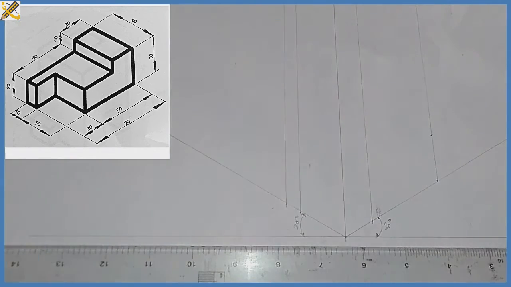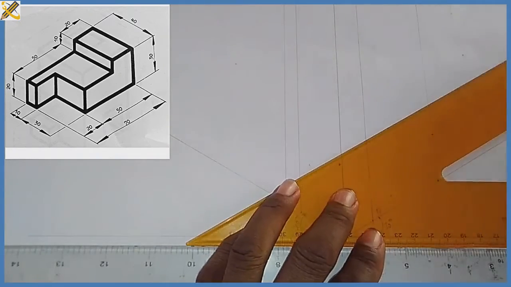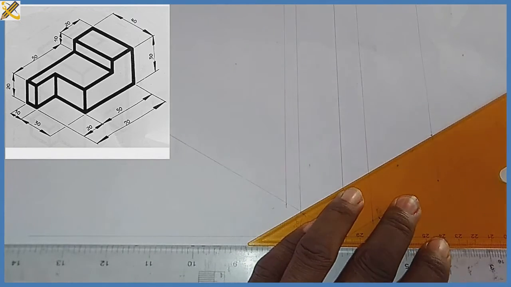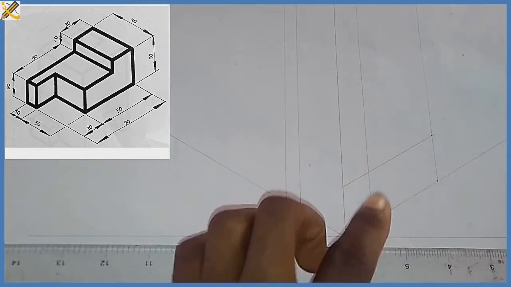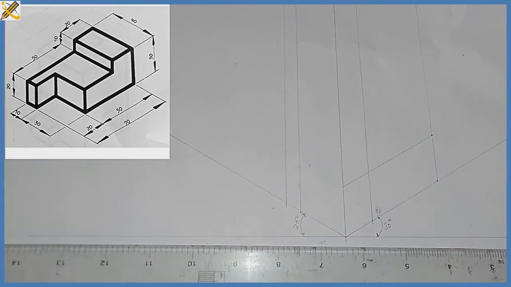All right, so I am going to pick my set square. You understand? Place it on that mark of 30, drawing at angle 30 degrees. I draw. That's it on that mark of 30. Okay, so that's just it.